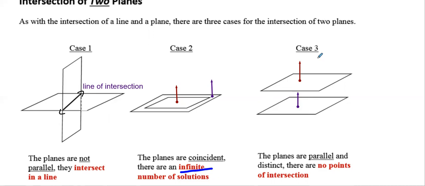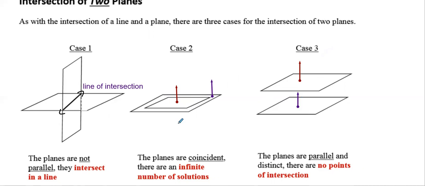Whereas you can have in case 3, planes being parallel and completely separate. So there are no points of intersection, right? Now your normal vectors here that are drawn will help determine this algebraically and logically in just a moment.